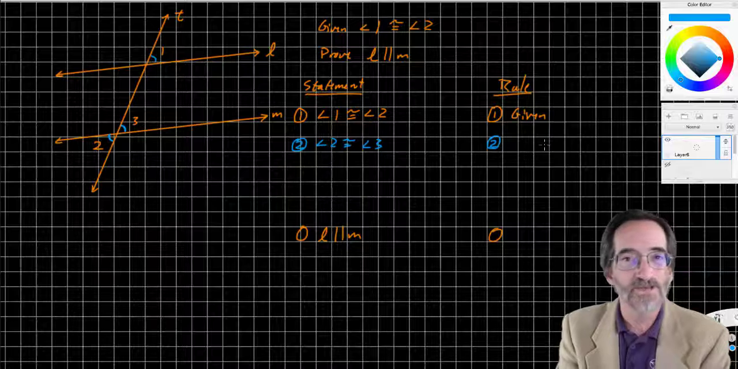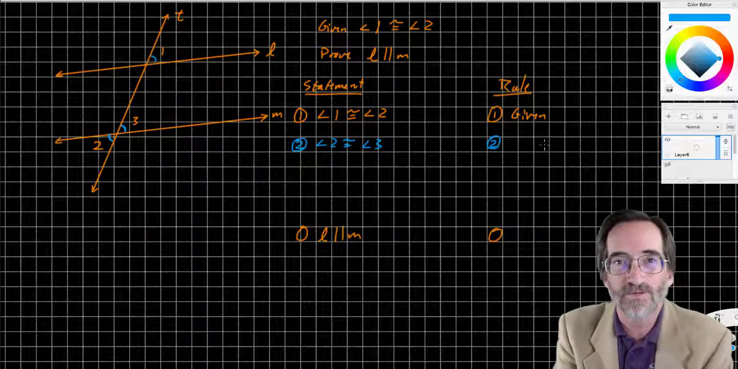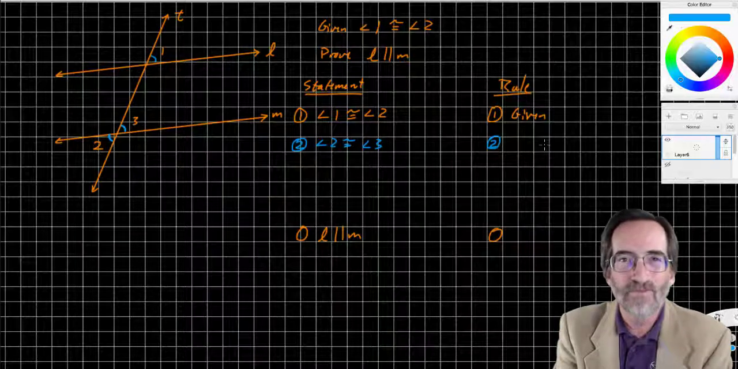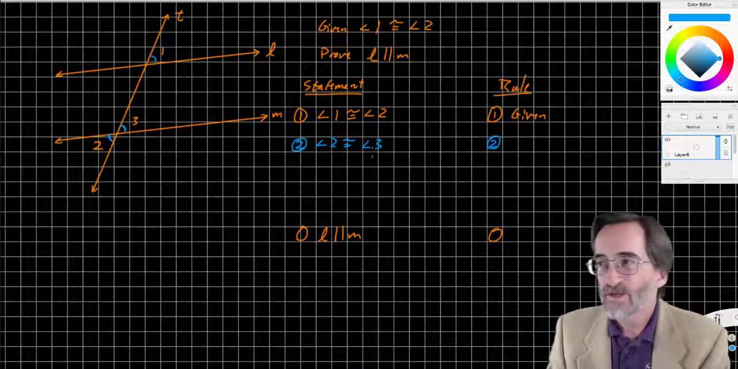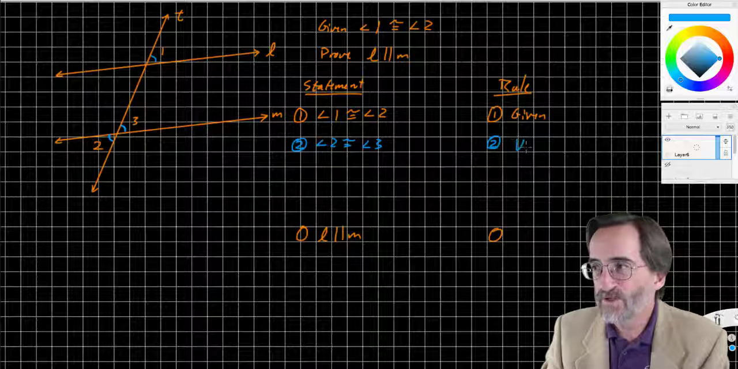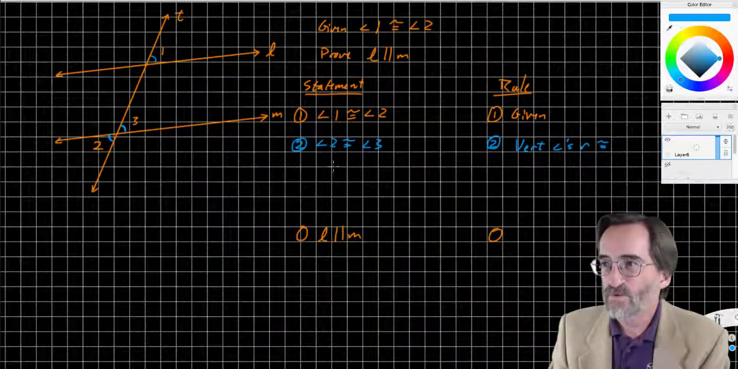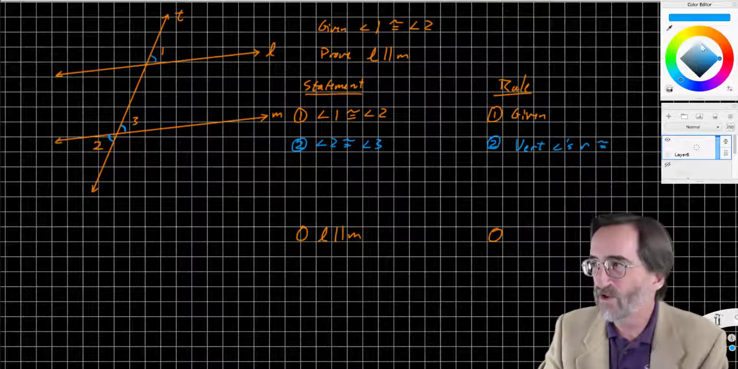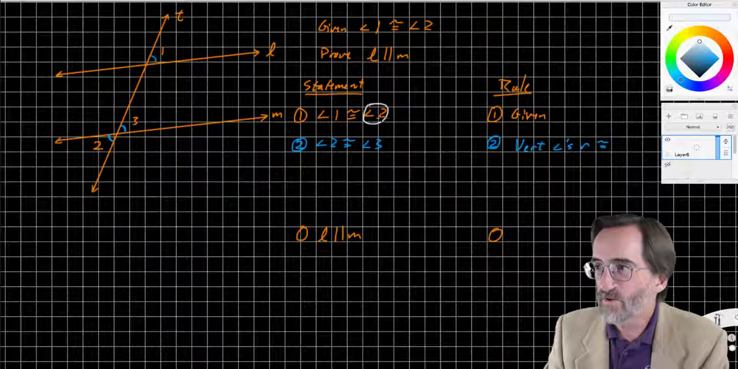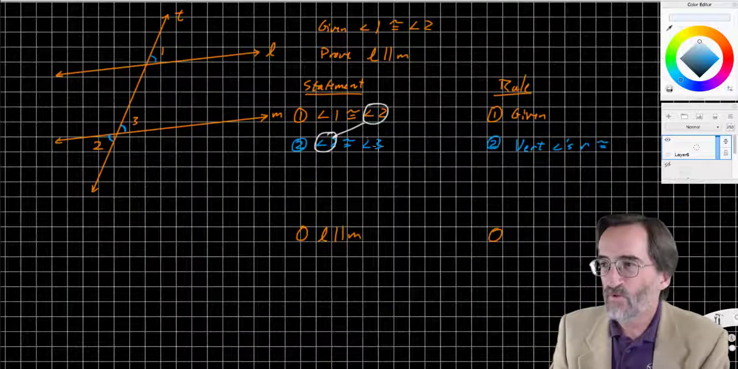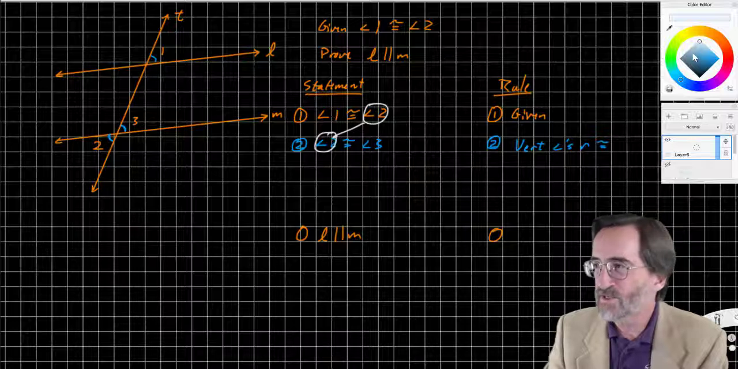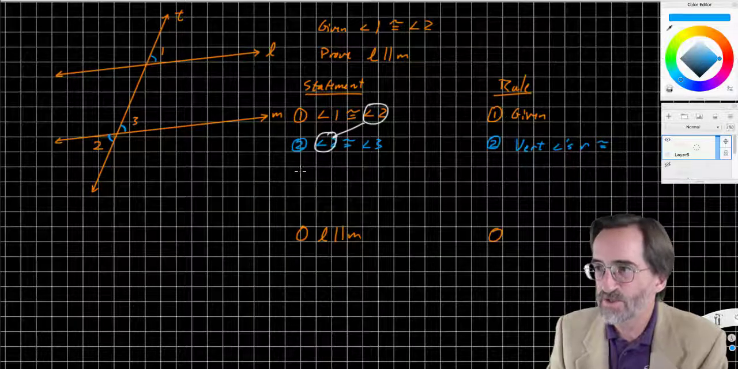So you can either state what the rule says, vertical angles are congruent, or you can name the rule that says it, the vertical angle theorem. Okay? So either vertical angles are congruent or vertical angle theorem. I'm going to say vertical angles are congruent. Okay, so 2 is congruent to 3. Now look at what we've got. 1 is congruent to 2, and 3 is congruent to 2. Therefore, 1 and 3 are both congruent to the same thing and must be congruent to each other.